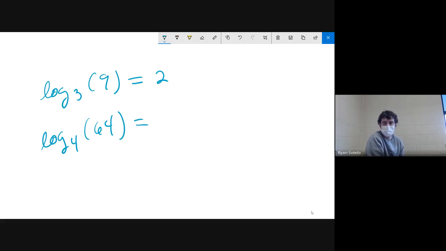How about if I did log base 4 of 64? Good question. How many times do I have to multiply 4 by itself to get to 64? Try it on your calculator. 4 times 4 times 4. How many times do I have to do 4 to get to 64?